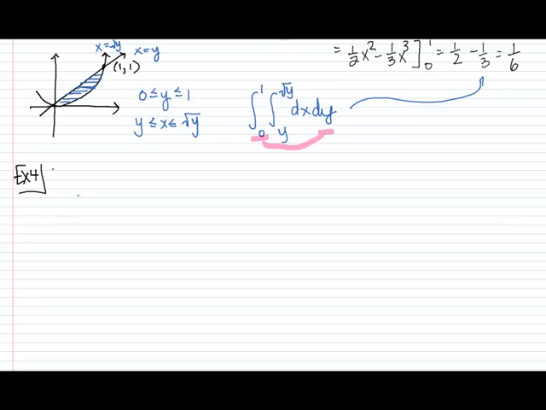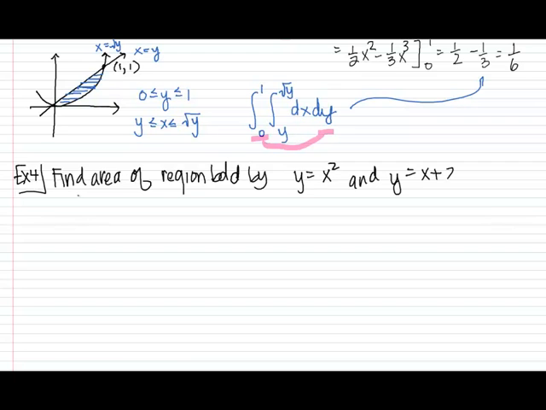Example 4, I want us to find the area of the region bounded by y equals x squared and y equals x plus 2. So again, I've got the parabolic region, y equals x squared, and y equals x plus 2 this time is a line with a y-intercept of 2 and a slope of 1. So you need to make sure you know where these two intersect in both places. It's going to be (-1, 1) and (2, 4).